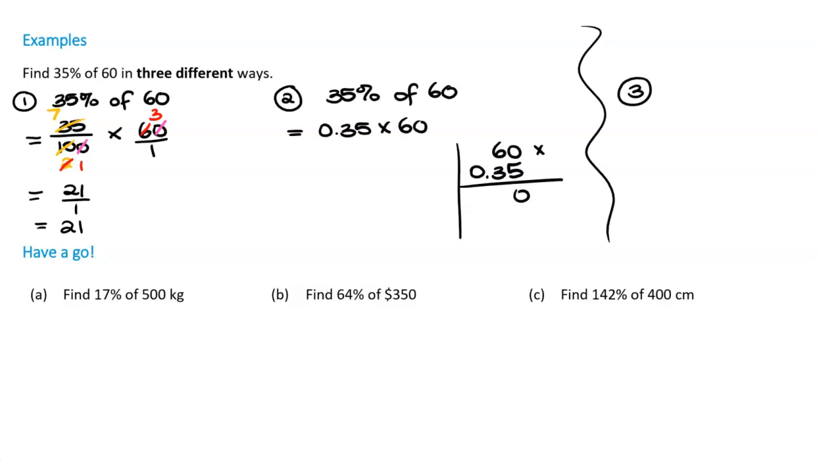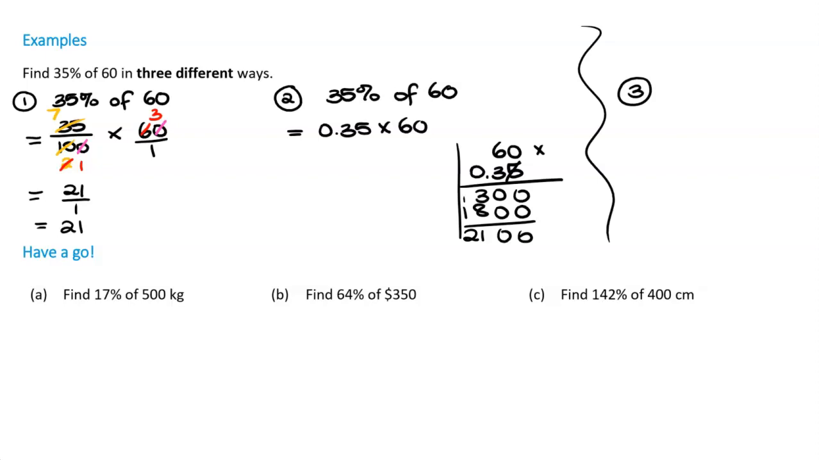5 times 0, 0. 5 times 6 is 30. Remember, don't put a decimal yet. Let's go to the next one. Pop a 0 there. 3 times 0 is 0. 3 times 6 is 18. Okay, adding them up. 0 on this column, 0 here. 8 plus 3, we get 11. And 2 for the last column.